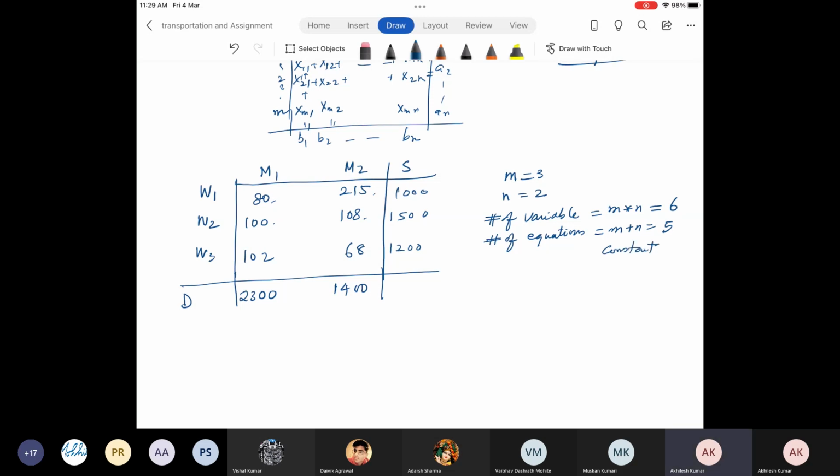Out of these 6, how many can we assign? You have 6 variables and 5 constraints. So how many basic variables are possible? How do we decide the number of basic variables?